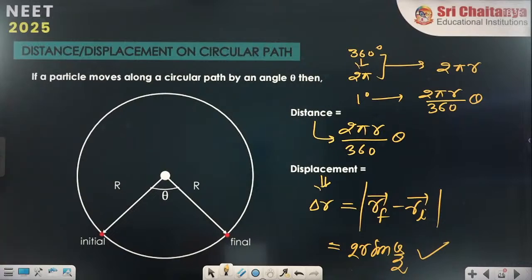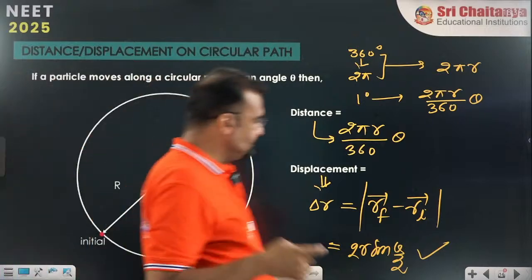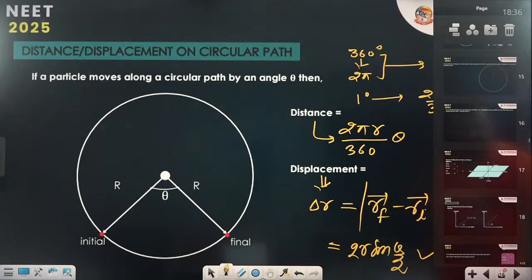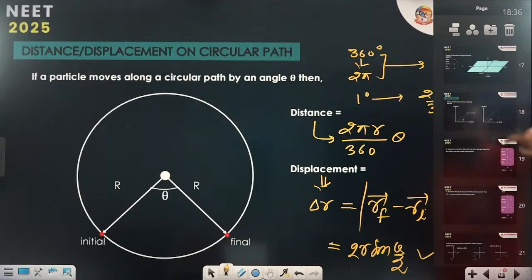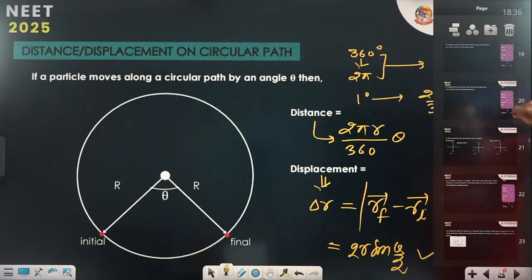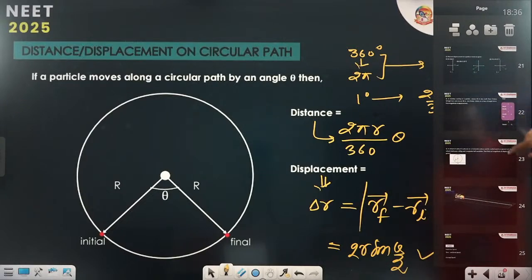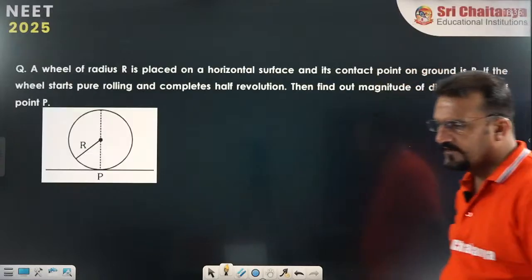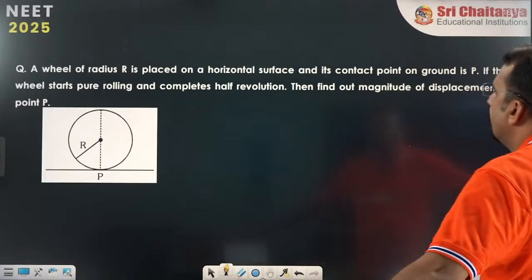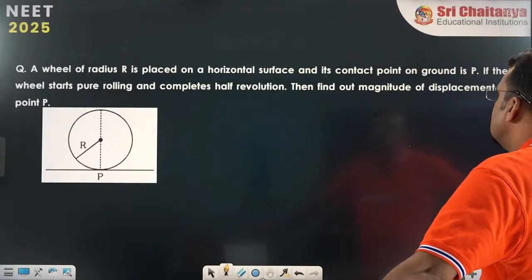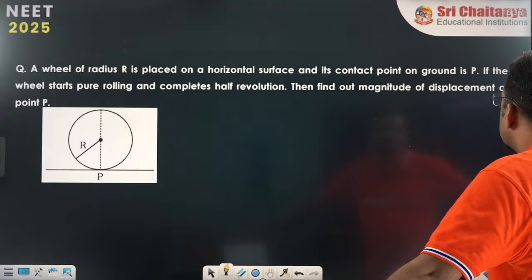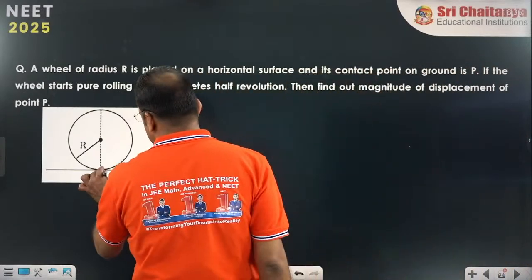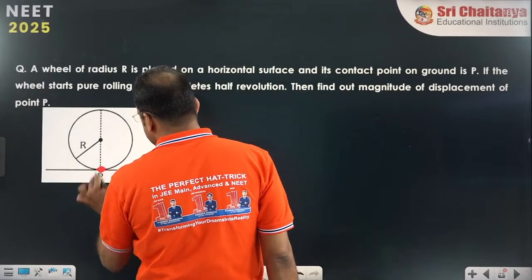Okay, dear student, let us move forward. I think up to here everything is clear. Now you tell me this question, one super question. You tell me fast this question. A wheel of radius r is placed on a horizontal surface and its contact point on the ground is P, like that. See, this is a super question, a gold medal question for you. Try to do it. This is the P point.